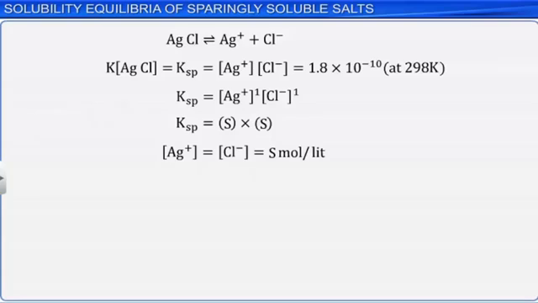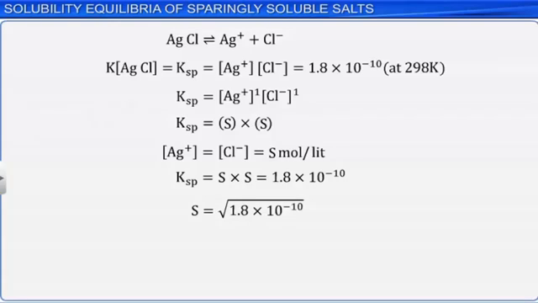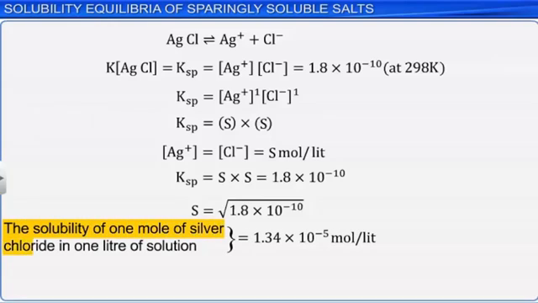Substituting S instead of concentrations in the expression for solubility product, gives Ksp is equal to S multiplied by S, which is equal to 1.8 into 10 to the power of minus 10. Thus, the molar solubility S is equal to square root of 1.8 multiplied by 10 to the power of minus 10. This is equal to 1.34 multiplied by 10 to the power of minus 5 moles per liter. Thus, the solubility of 1 mole of silver chloride in 1 liter of solution is equal to 1.34 multiplied by 10 to the power of minus 5.